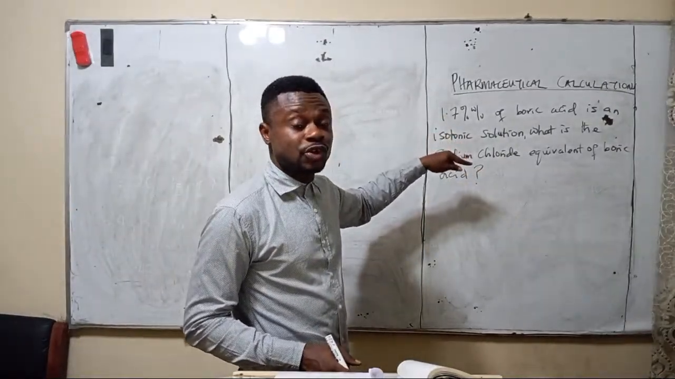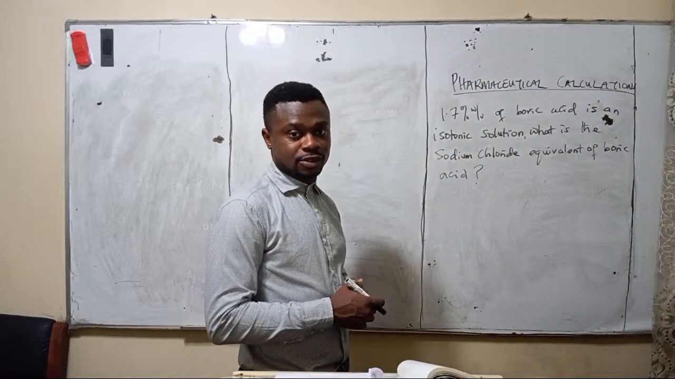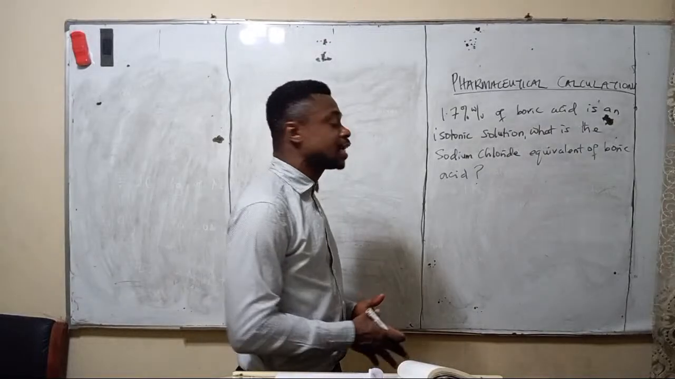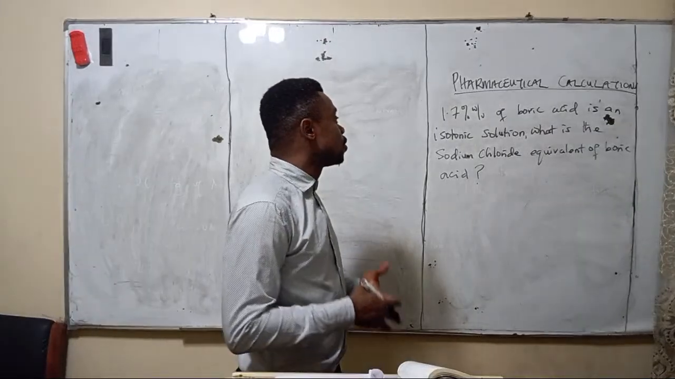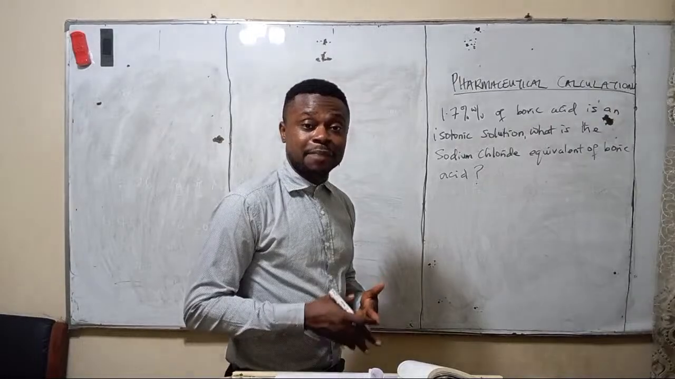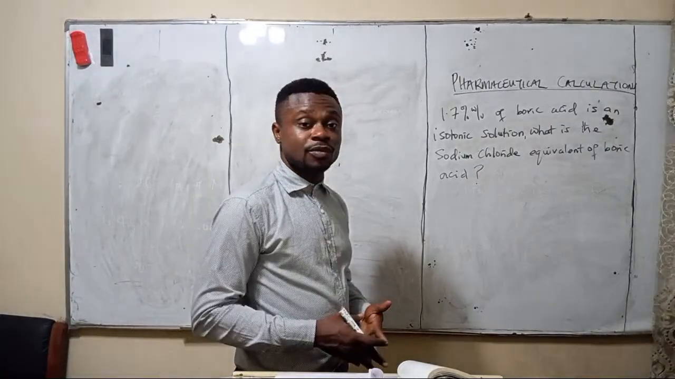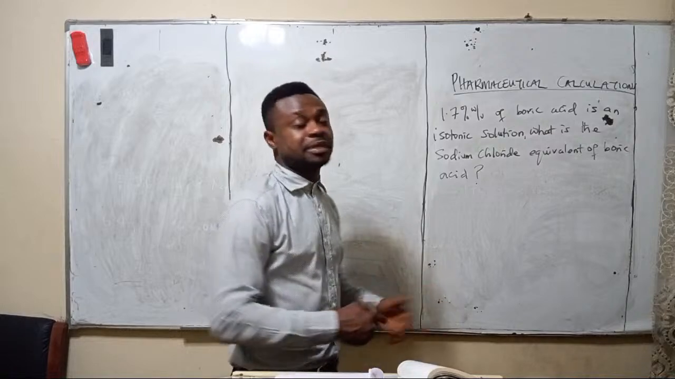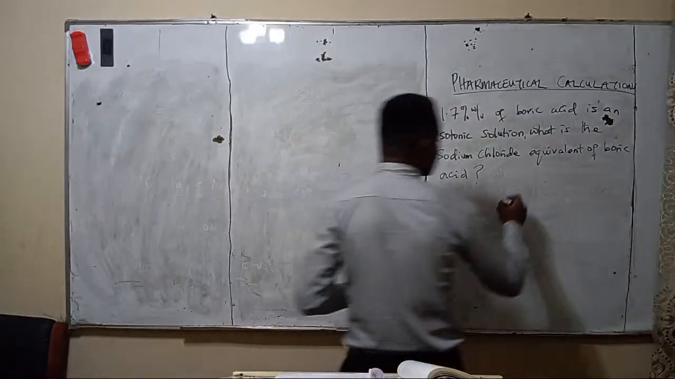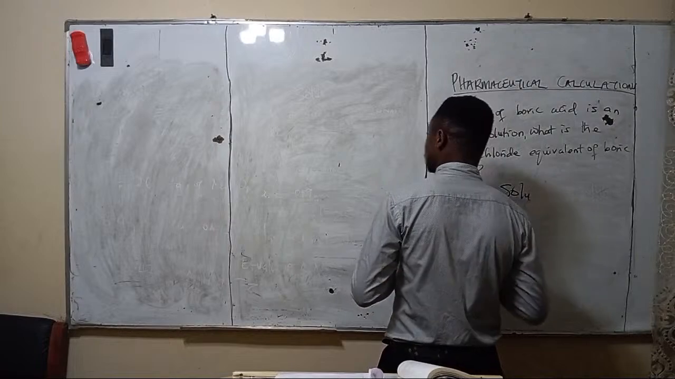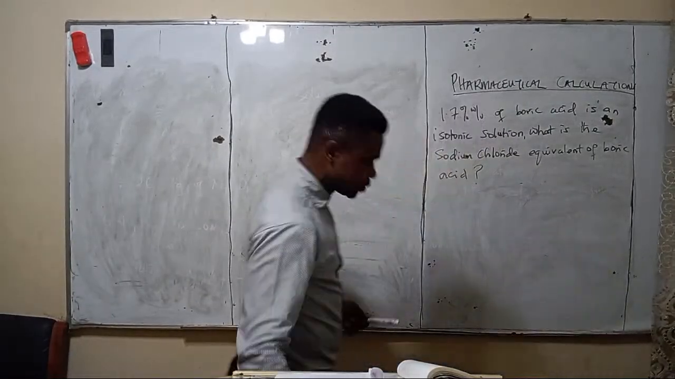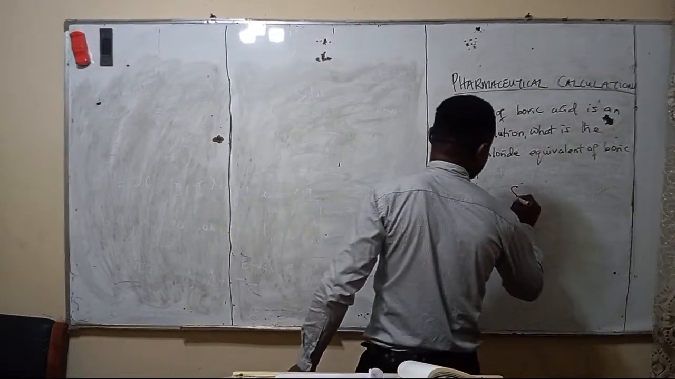Of sodium chloride solution. So that means that 1.7% weight in volume of boric acid is equivalent to 0.9% weight in volume of sodium chloride solution in terms of tonicity. That's the meaning. So let's take it off from there.